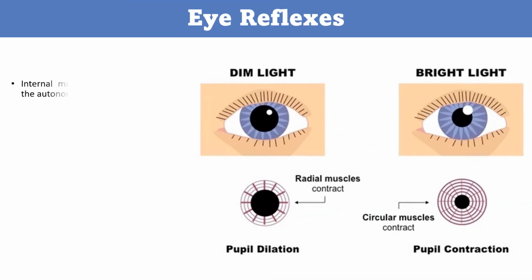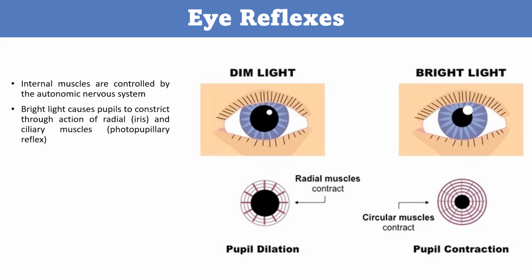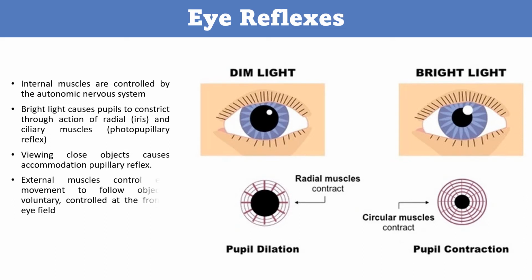Eye reflexes. Internal muscles are controlled by the autonomic nervous system. Bright light causes the pupil to constrict through action of the radial or iris and ciliary muscles. This is the photopupillary reflex. Viewing a close object causes the accommodation pupillary reflex. External muscles control eye movement to follow an object, voluntarily controlled at the frontal eye field. Viewing a close object causes convergence, and the eyes move medially.